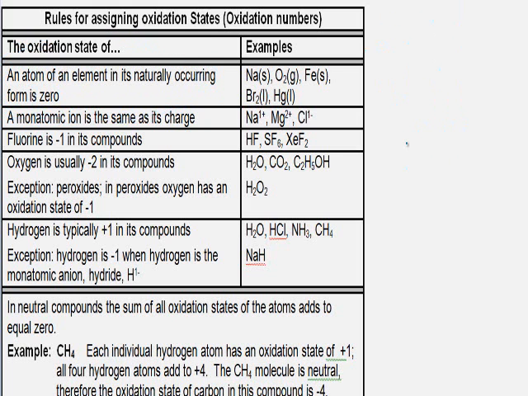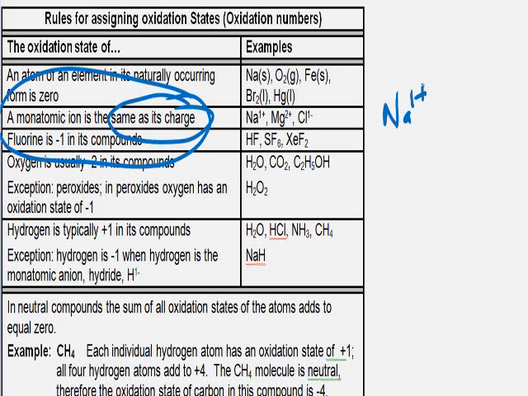Our second rule, if we have something that's a monatomic ion, the oxidation number is the same as the charge on the ion. So something like Na1+, which is a monatomic ion, has an oxidation number of +1. Or if we had, say, Mg2+, since that's a 2+ ion and it's a monatomic ion, its oxidation number is +2.